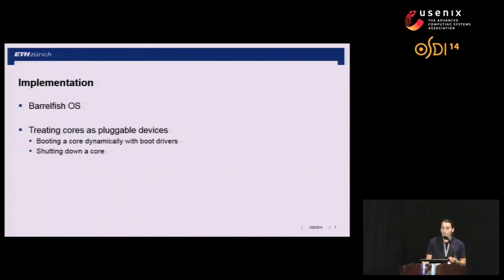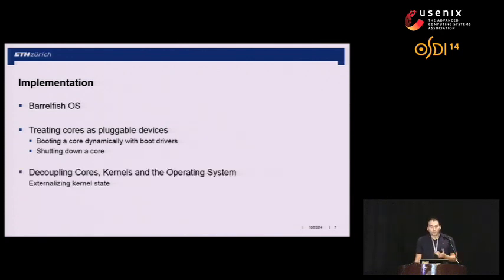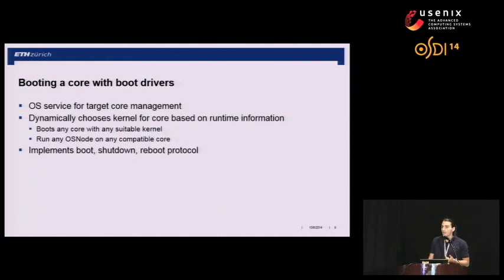So we'll see in the next part how we boot a core dynamically with boot drivers and how we shut down cores in our system. We use there a technique that externalizes the kernel state, and that allows us to decouple cores, kernels, and the operating system. So how do we boot a core in Barrelfish? Well, typically this is not a hard problem. The key thing to note for this talk is that we do have an OS service that can do target core management, and we can dynamically choose the kernel for a core based on runtime information. This allows us to boot any core with any suitable kernel, and we can run any OS node on any compatible core. Aside from booting, we also implement shutdown or reboot protocols.